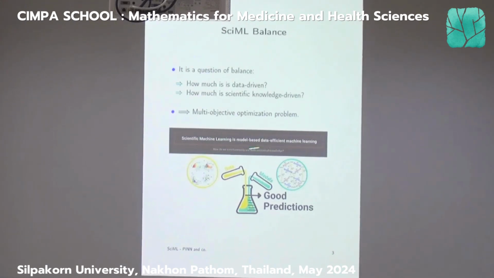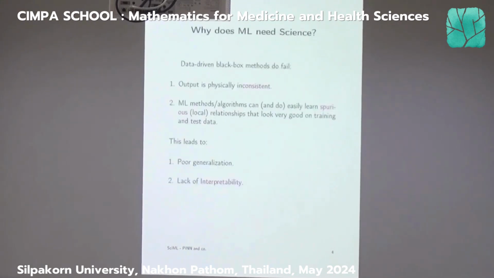Somebody said, scientific machine learning is model-based data-efficient machine learning. So it's machine learning which uses data but also has models inside. So why does machine learning need science? That's a good question. Of course, there's an answer.